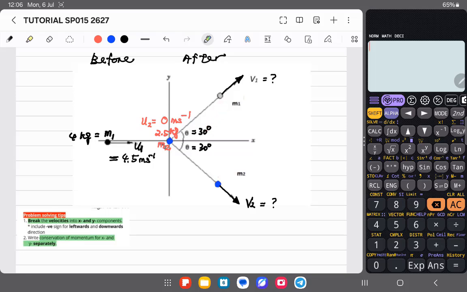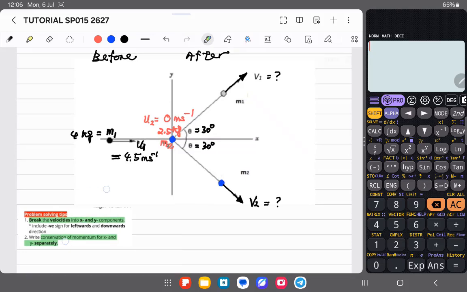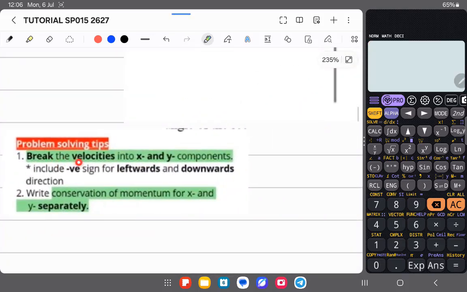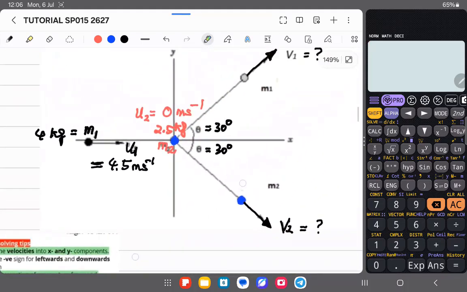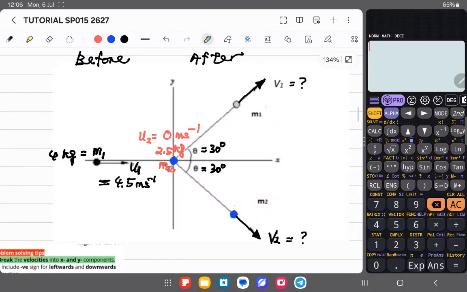So you can see obviously this is a 2D collision, oblique collision, whereby the ball will move horizontally and vertically after collisions. So in order to solve this question, first we need to break the velocity into x and y component, and always bear in mind velocity is vector quantities, so we need to include the negative sign for the leftward and downwards directions. Then only we can write the conservations of momentum for the x direction and y direction separately. So first we break it down.